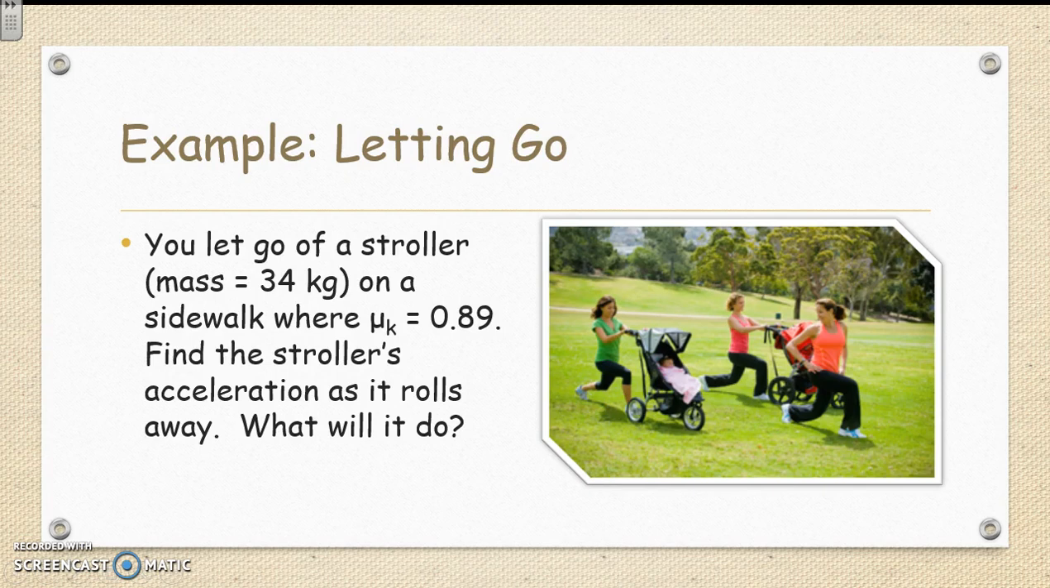Example, letting go. Here we've got some people doing stroller aerobics in a park. Real popular sport for parents, the only way people can work out if they can't get to the gym. You're pushing the stroller, but then you let go, on a sidewalk where the coefficient of kinetic friction is 0.89. Find the stroller's acceleration as it rolls away.